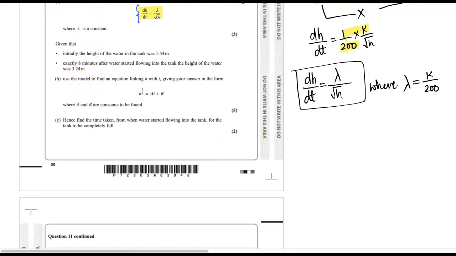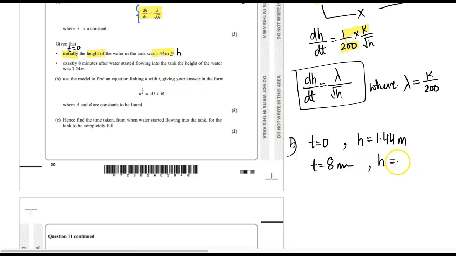What is given here? Initially, meaning t is 0. When t is 0, the height of the water, the value of h is this. Shall we write it here? When t is 0, the value of h is 1.44 meters. Exactly 8 minutes after water started flowing, so when t is 8 minutes, the height of the water is 3.24 meters. Okay.